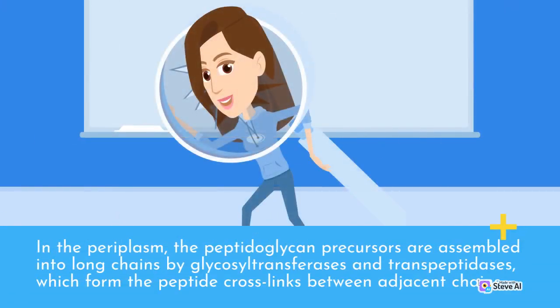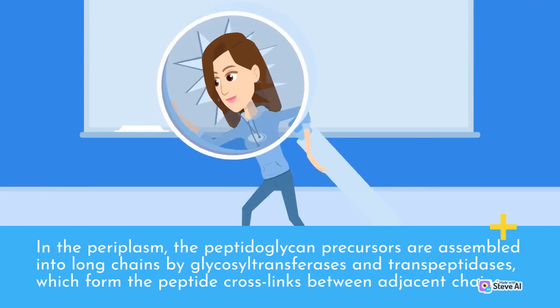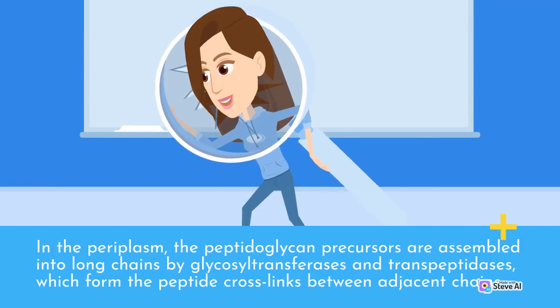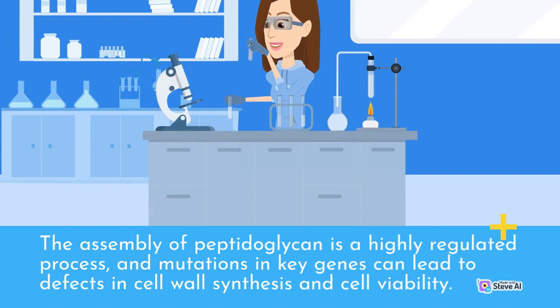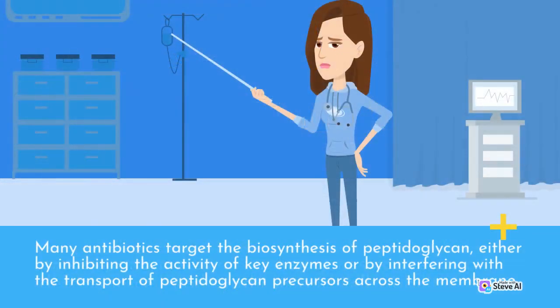In the periplasm, the peptidoglycan precursors are assembled into long chains by glycosyltransferases and transpeptidases, which form the peptide crosslinks between adjacent chains. The assembly of peptidoglycan is a highly regulated process, and mutations in key genes can lead to defects in cell wall synthesis and cell death. Many antibiotics target the biosynthesis of peptidoglycan, either by inhibiting the activity of key enzymes or by interfering with the transport of peptidoglycan precursors across the membrane.